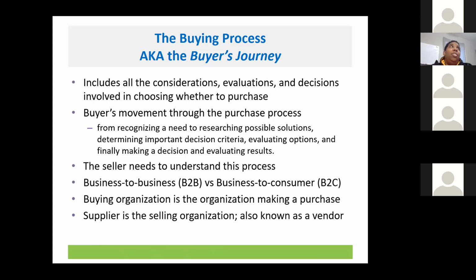So we have buyer, seller, and then supplier or vendor, okay? Buyer is the acquiring body. Seller, supplier, vendor is the party that's disseminating the product or service. All those terms are interchangeable.